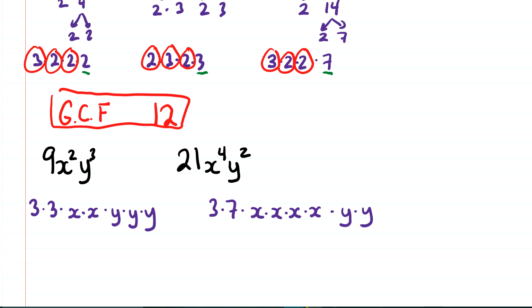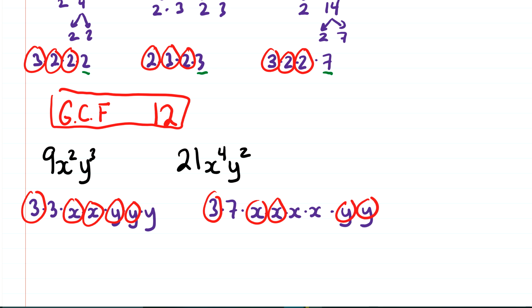All right, so that means our common factors would be 3 for sure, but not the other 3, and not the 7. Now we have x here, x here, x here, x here, and that's all the x's we can take from the first number. So we've got 2 x's, and then we also have y and y.